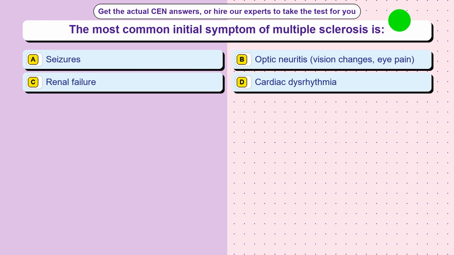Question 35. The most common initial symptom of multiple sclerosis is Option A, seizures. Option B, optic neuritis, vision changes, eye pain. Option C, renal failure. Option D, cardiac dysrhythmia.